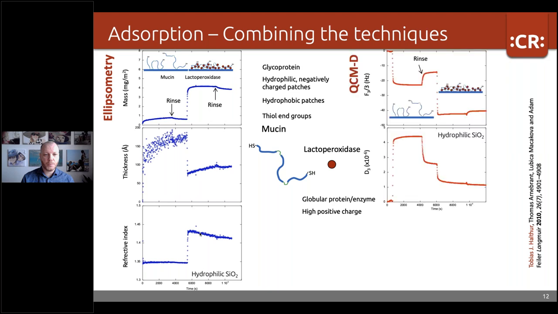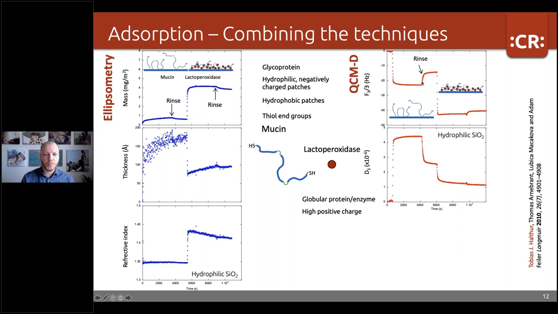The same measurement then using QCM-D, we see a change in resonance frequency when we add the mucin, quite a high response because this is a thick, floppy layer. So this is the total mass then, or actually resonance frequency, but it's related to the mass of the adsorption, and not only mucin in this case, but the total mass. So also including hydration water.